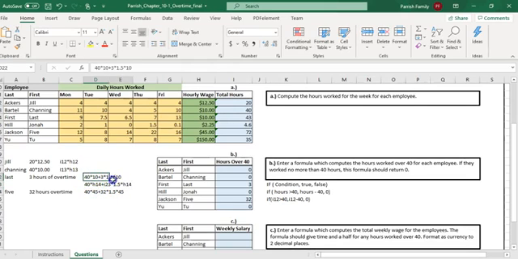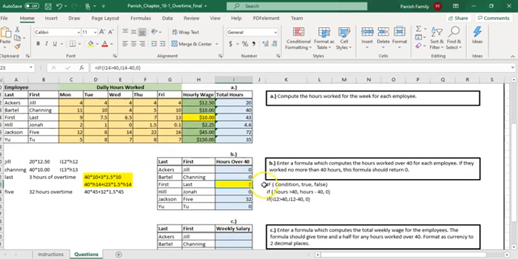So let's look at these 2 parts right here and talk about it. The 40 came from a number that I know is not going to change, so that's a constant. The 10 came from right here. The 3 came from right here. The 1.5 isn't going to change because it's always time and a half. And the 10 again came from this box right here. So that's where these numbers are coming from.